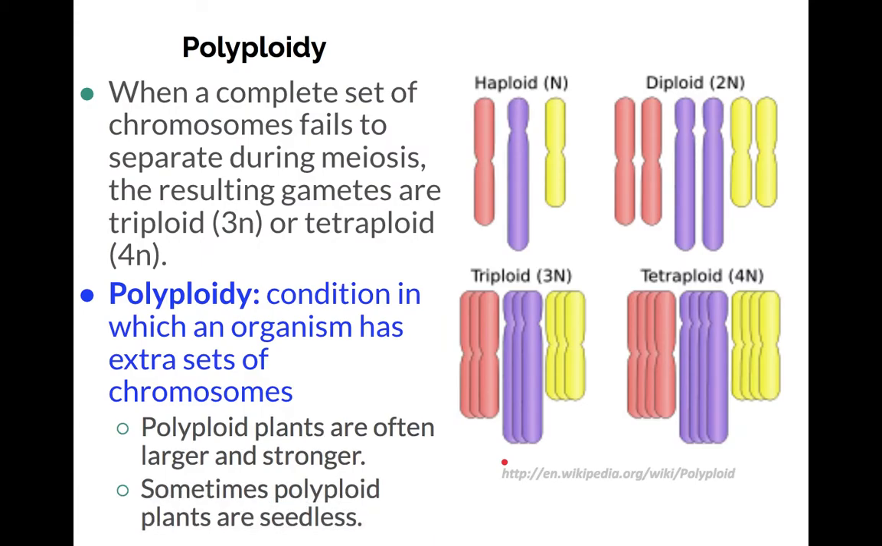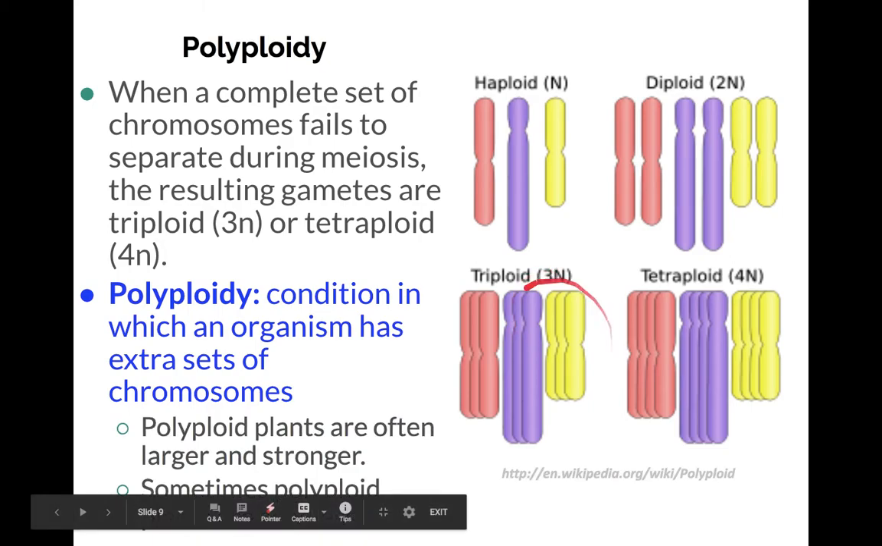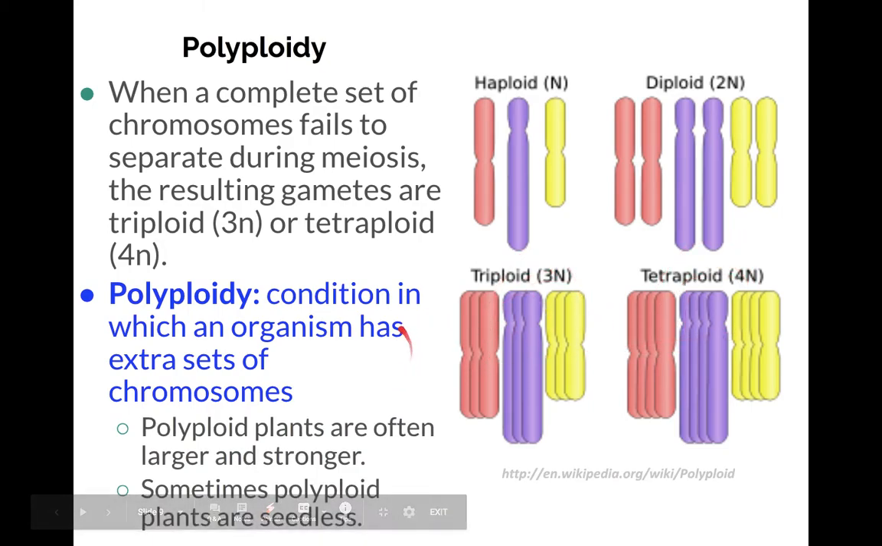And then we also have polyploidy. When a complete set of chromosomes fails to separate during meiosis, the resulting gametes are triploid or tetraploid. Triploid, again, would just mean 3, and tetraploid would mean 4. So here is your polyploidy definition: a condition in which an organism has extra sets of chromosomes. Polyploid plants are often larger and stronger, and sometimes polyploid plants are seedless.